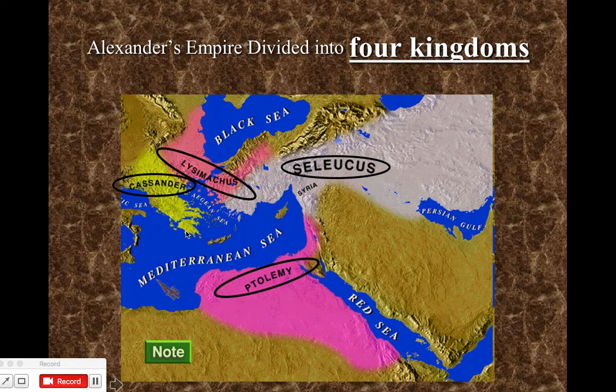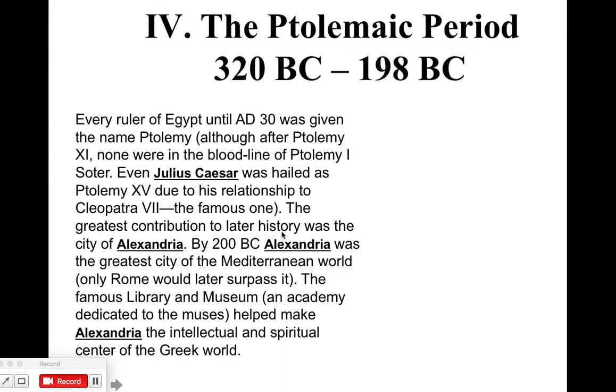And so the 4 generals break Alexander's empire into 4 parts, and it's really the Ptolemaic Empire and the Seleucid Empire that will make the greatest impact in this region. And so we see those areas, and this is just a quick geography session. The Ptolemaic period, again, that's in modern-day North Africa, begins around 320 BC.